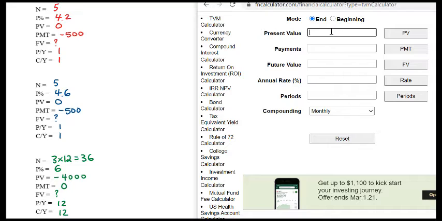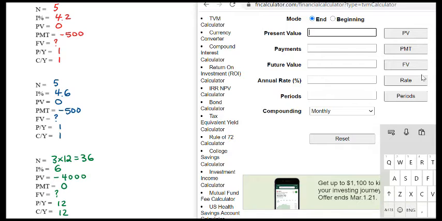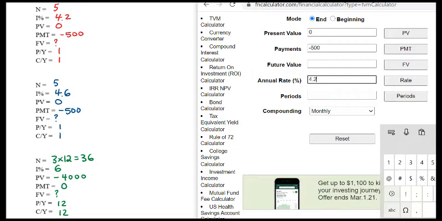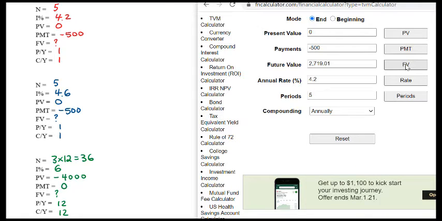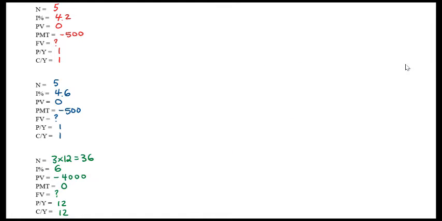Starting with the 4.2%, present value is 0, payment is negative 500, interest rate 4.2, periods is 5, and it is annual. So the future value is $2,719.01. Let's copy that and do the same thing for the next one.